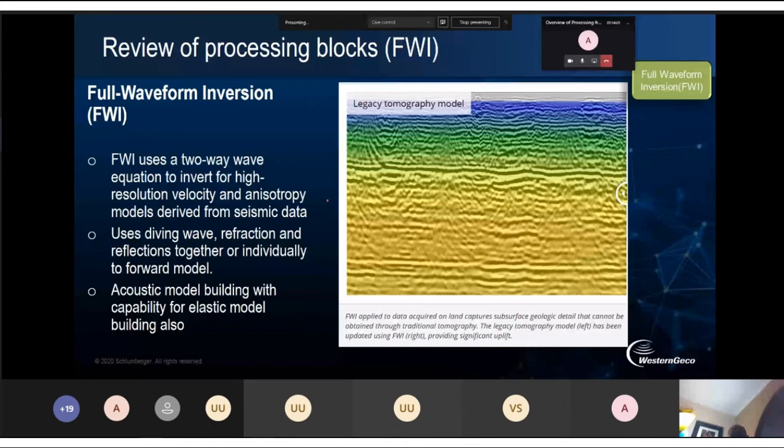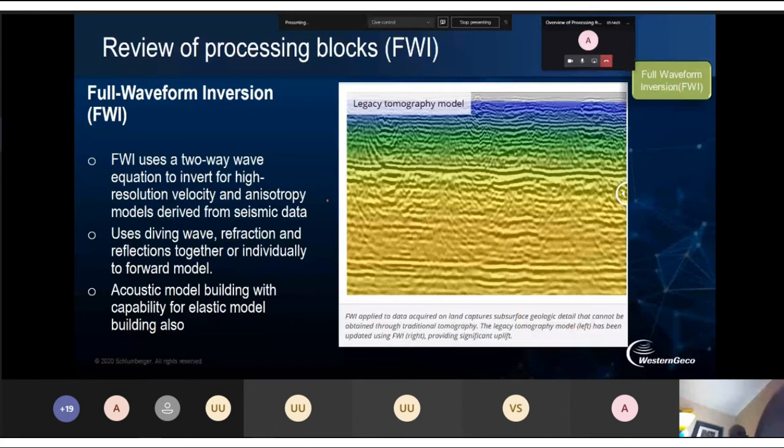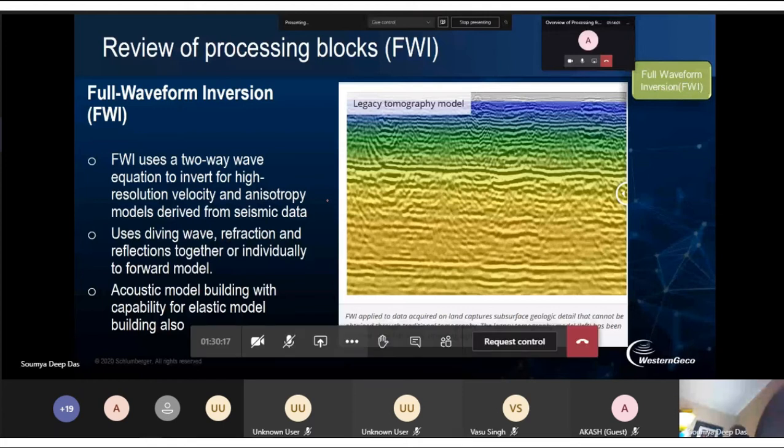And one important thing, if somebody has noticed, because elastic modeling is very expensive, even nowadays we mostly do acoustic modeling. We can do elastic modeling, but it takes a lot of days and enough resources, and it is very costly, very costly. Even current compute capabilities are not sufficient to run a full-blown project. It happens, but it depends. It's very, very expensive.